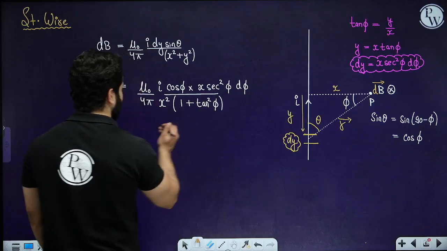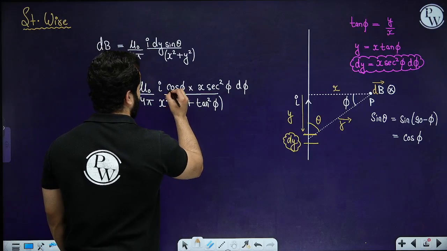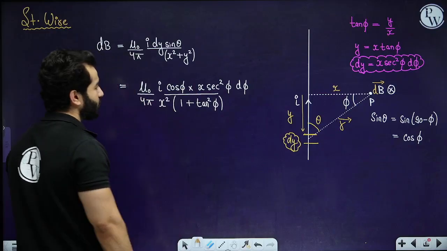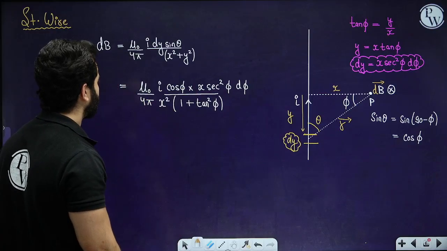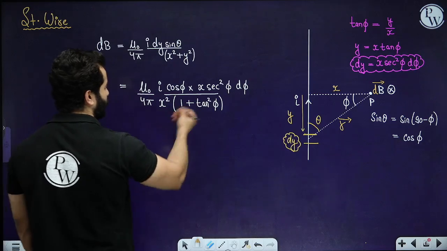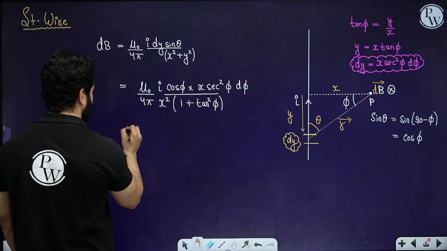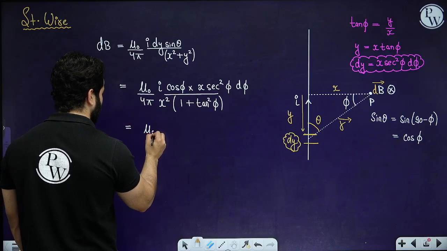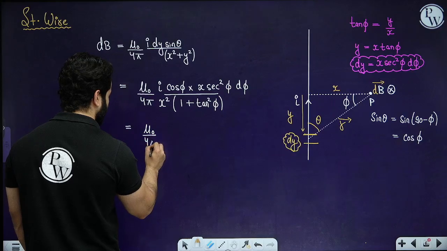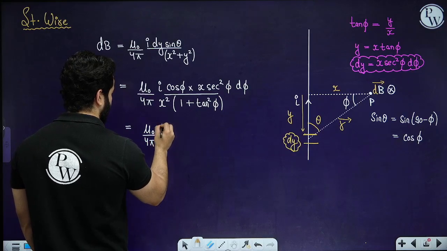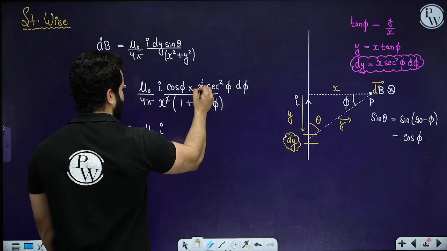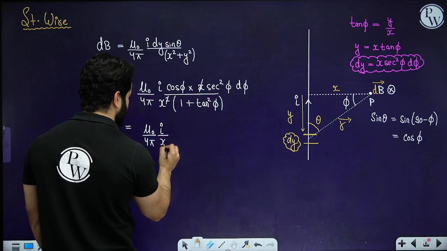So again, 1 plus tan square phi, by the way, this 1 upon tan square phi will be nothing but sec square phi. Is it clear? Hopefully this is all clear. So this will become mu naught upon 4 pi I, one of the x can be cancelled out, I upon x.